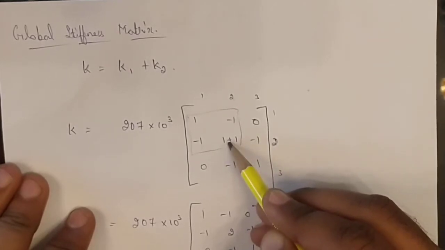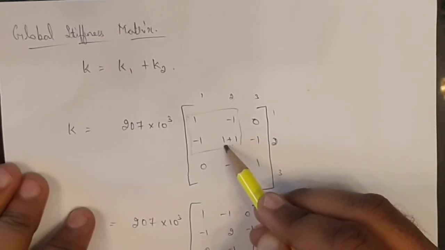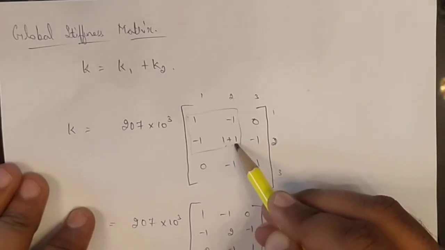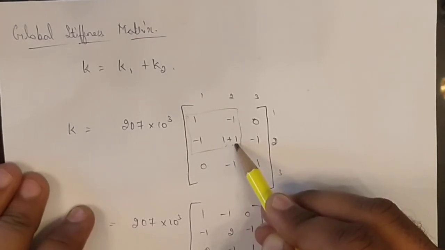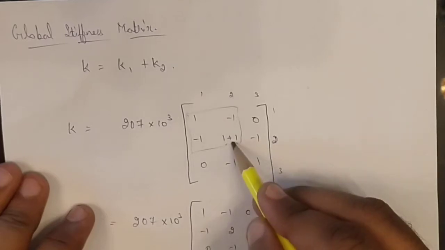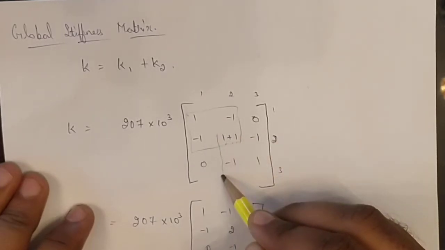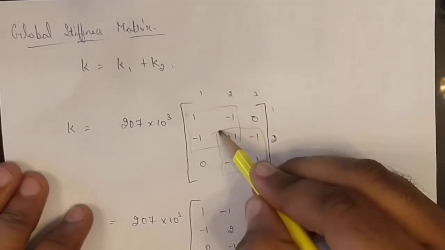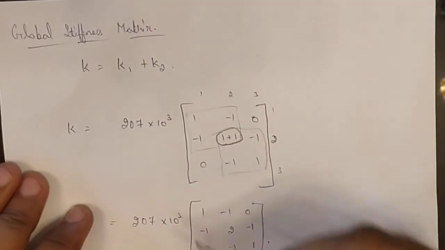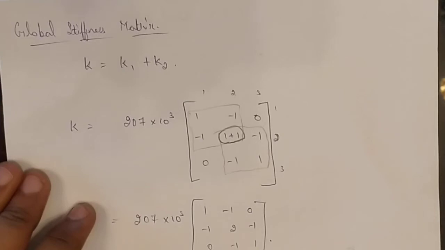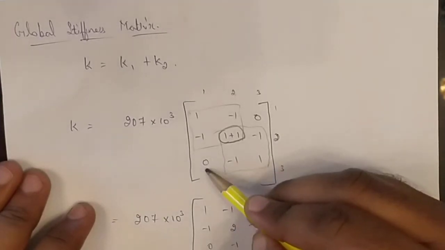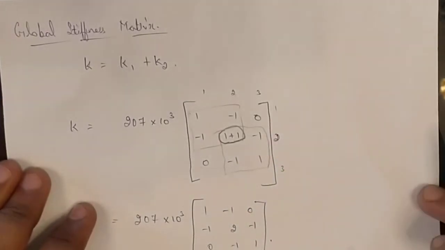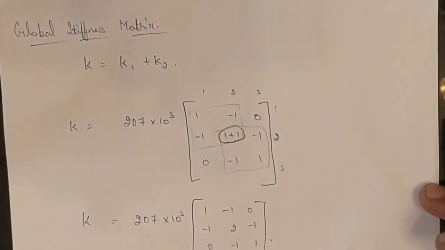So earlier in the K1 matrix I had 1, so 1 plus 1 here. Understood? And it starts from here. Write the second matrix K2 here. Okay, so this part is added. Is this clear? And the other blocks, write them as 0.